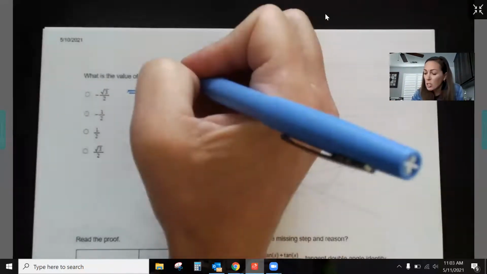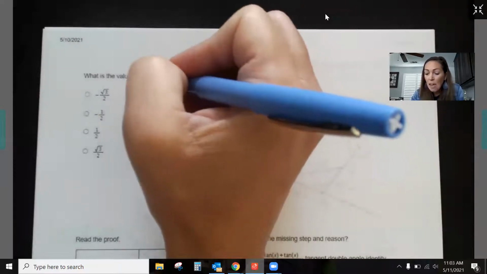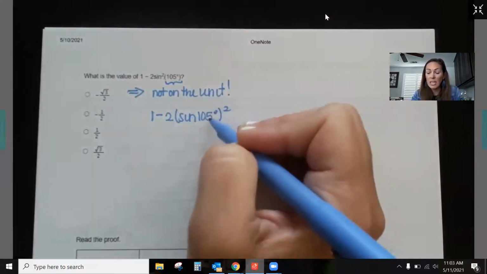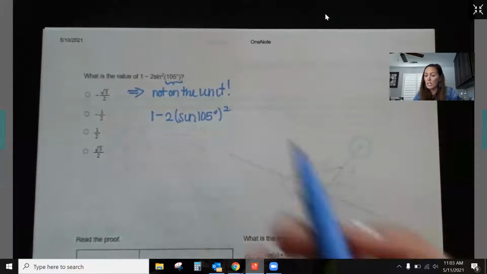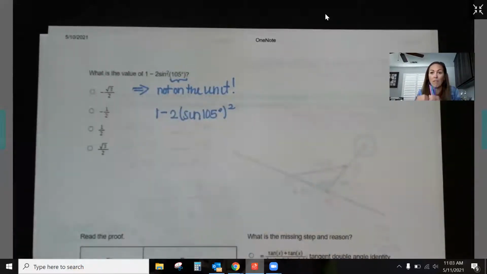If they just put this squared here and didn't have it in a parenthesis like that, then it would be squaring the 105. We're not squaring the 105, we're squaring the whole quantity. And so that's why they put that squared with the sine value. So you know it's sine of 105 squared, not 105 squared.